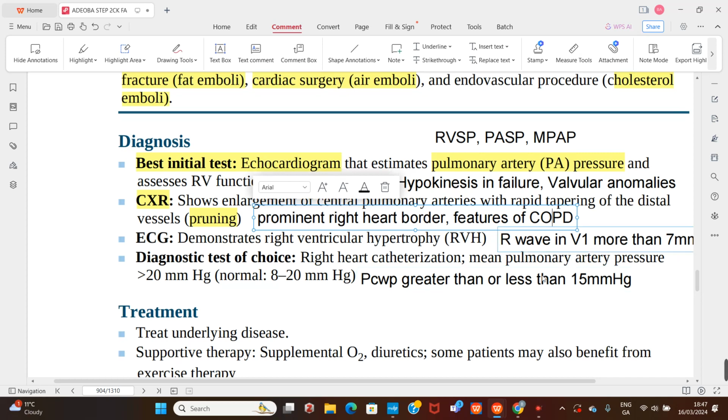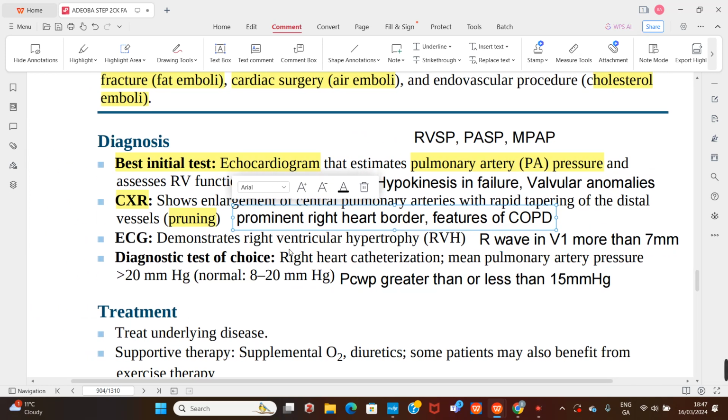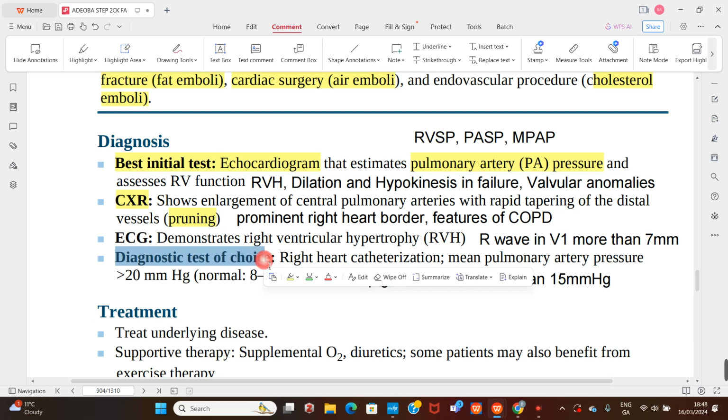So V1, right stuff. Most of them, when you are thinking of right-sided pathology, lead V1 and lead V2. Dr. Babaride is going to shed more light. He's going to dissect it expertly, and we will have a very strong grasp of it when it gets to that time. So an R wave in V1 of more than 7 millimeters is suggestive of right ventricular hypertrophy. But the diagnostic test of choice, that is it. That's the absolute stuff.